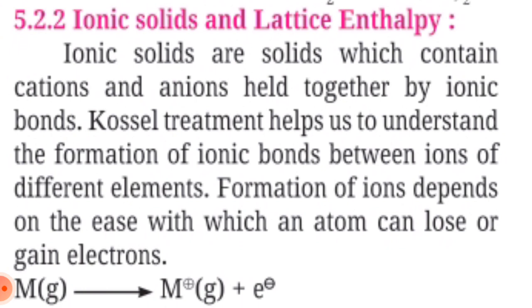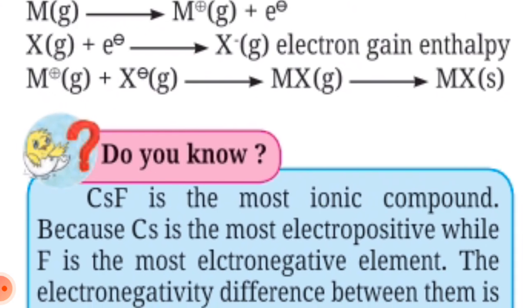5.2.2 Ionic solids and lattice enthalpy. Ionic solids are solids which contain cations and anions and are held together by ionic bonds. Kossel's treatment helps us to understand the formation of ionic bonds between ions of different elements. Formation of ions depends on the ease with which an atom can lose or gain electrons.